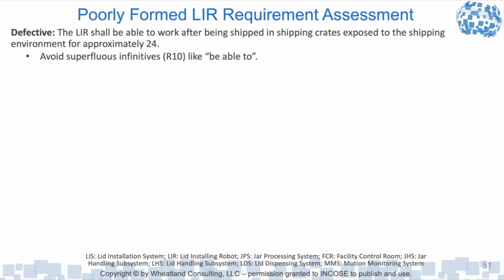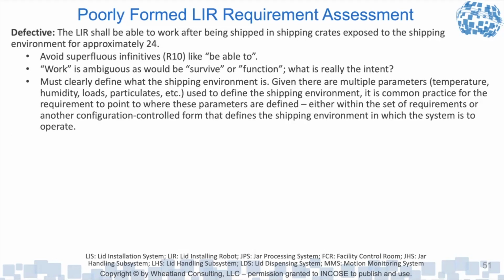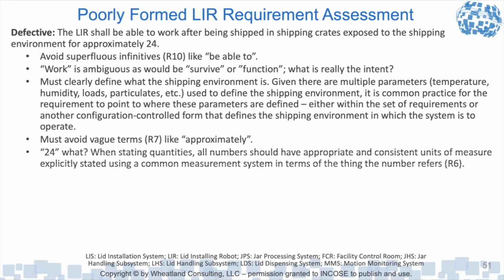Avoid superfluous infinitives like be able to. Work is ambiguous, as would be the word survive or function. What is really the intent? Must clearly define what the shipping environment is, given there are multiple parameters: temperature, humidity, loads, particulates. To define shipping environment, it is common practice for the requirement to point to where these parameters are defined, either within a set of requirements or other configuration control form that defines the shipping environment in which the system is to operate. We must avoid vague terms like approximately, and then 24 what, minutes, hours.